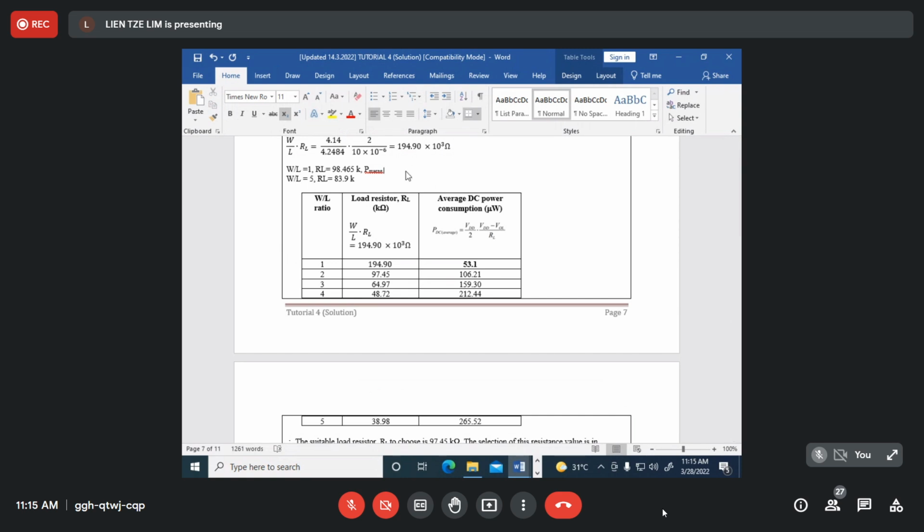So for RL with 98.465 kilo ohm, this will give a lower power consumption, and the width over length here is 1. So if you want to know which one you should choose, choose this one. Why is that? Because this RL will give a lower power consumption, and the width over length equals 1, meaning the area that will be occupied is also smaller than this one.